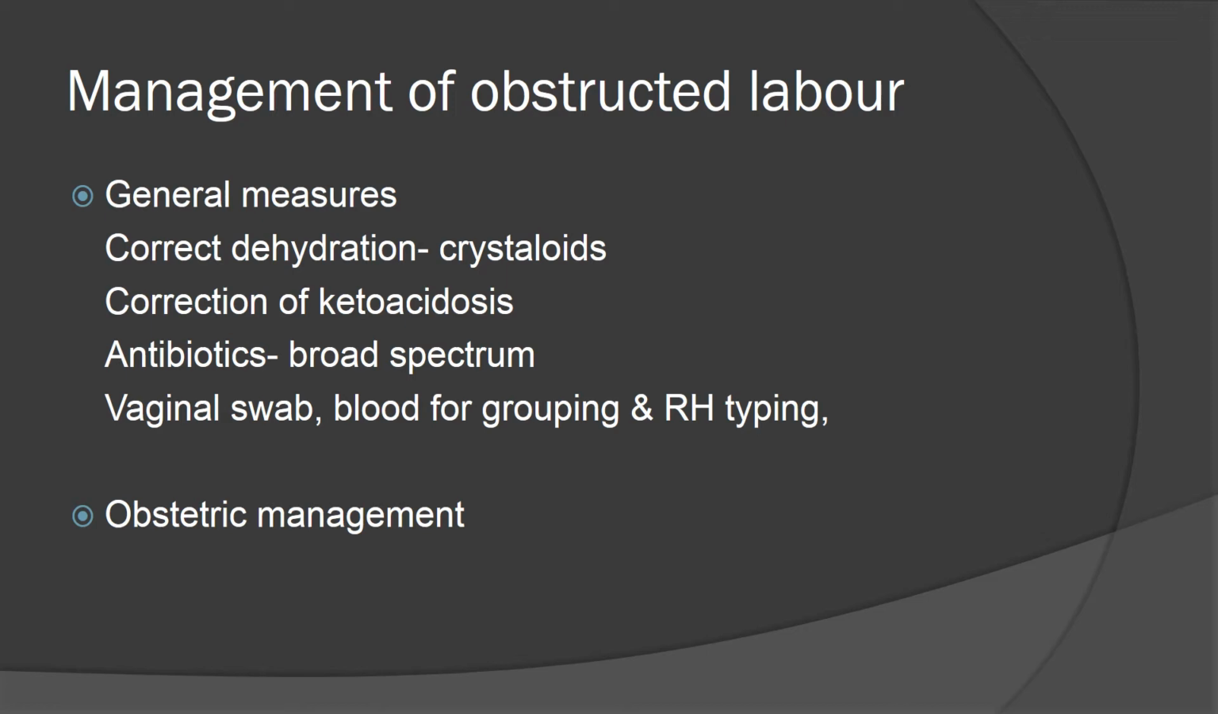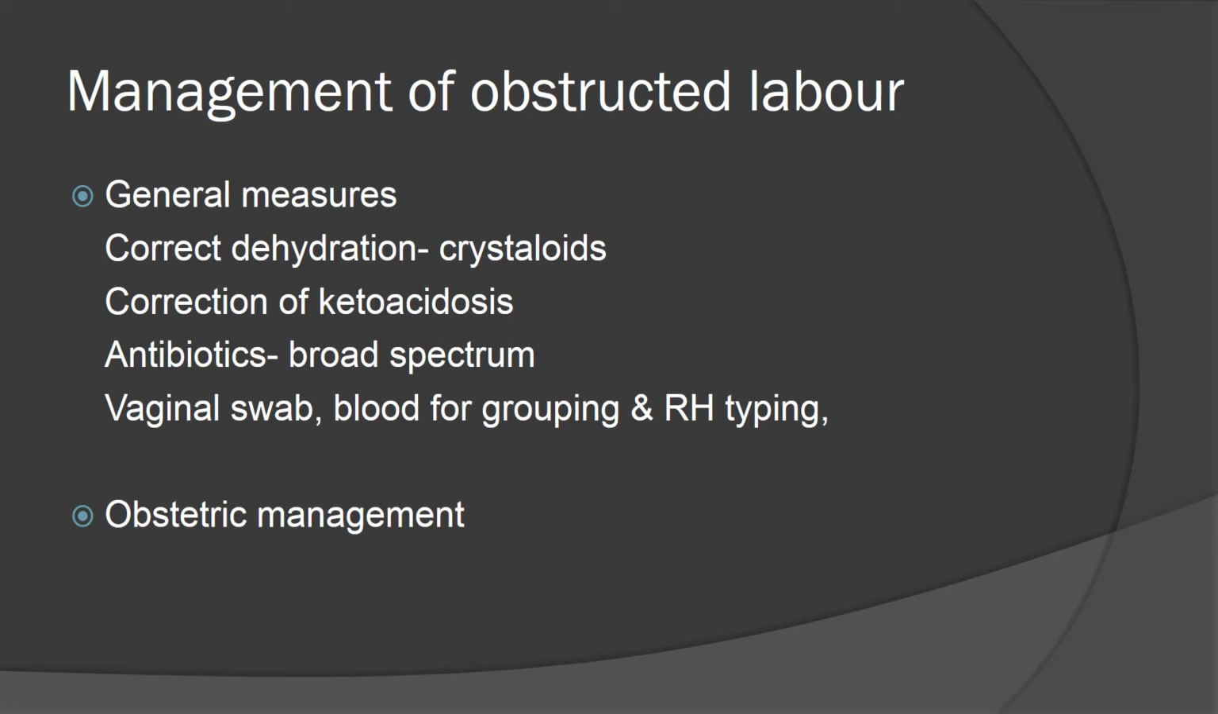So coming to the management of obstructed labor, we know these patients are dehydrated, there is ketoacidosis, she may be in sepsis, and you have to anticipate complications like postpartum hemorrhage. The general measures should be taken to correct the dehydration first, and we usually correct it with a crystalloid like normal saline or Ringer lactate. For correction of ketoacidosis, serum electrolytes and blood gas analysis should be done, and you see the acid-base deficit and correct accordingly.